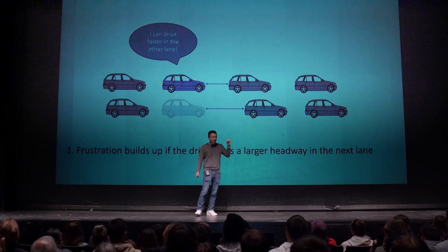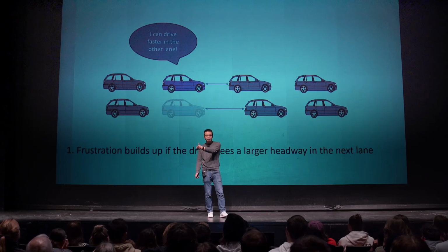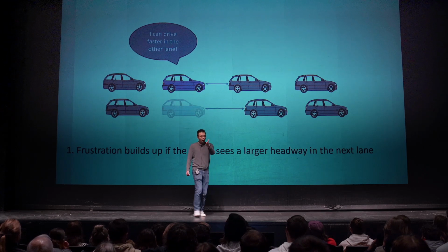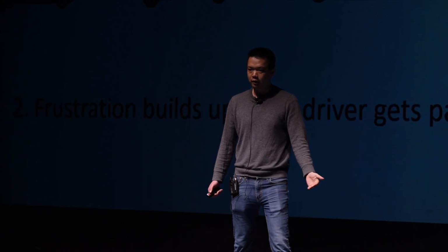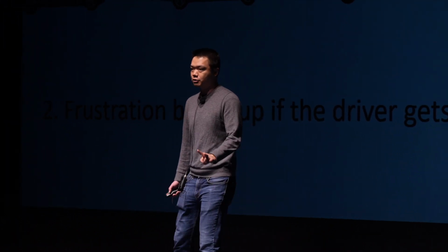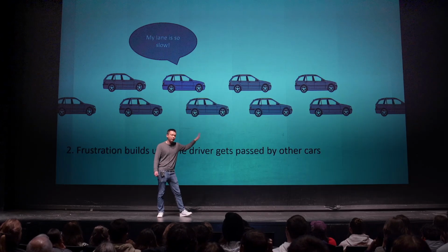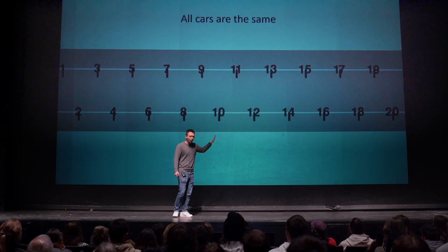In our model, there are two ways. One, if I see a better headway in the next lane, then I think I can drive faster there, so I want to change lane. Or I'm getting passed by a lot of cars, and my frustration will also build up. So these are the two ways the frustration will build up. Then we can put these in our model again. Now we can model multiple lanes.